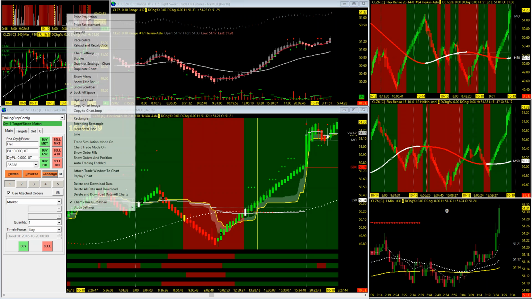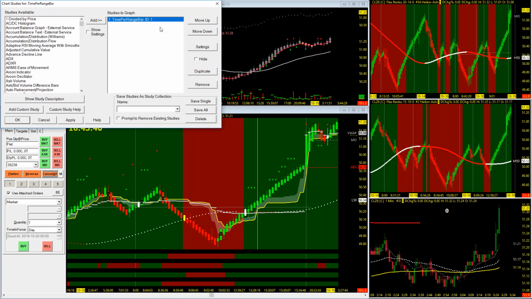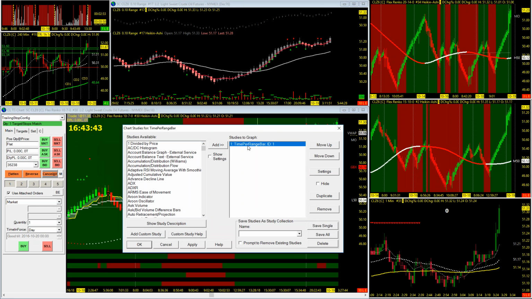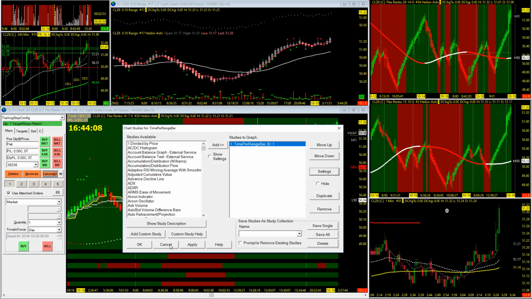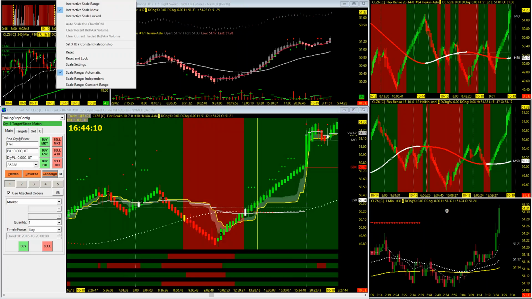But I took the time per range bar study that Sierra has, and I added a little code. I'll share this too if anybody's interested. The thing I added was you can use this maximum duration of 5 minutes or whatever you want for a bar. So my personal preference is if a 10-tick range bar takes more than 5 minutes, then I just cap this thing at red, and I'm not that interested in trading that market because you have to sit there too long.